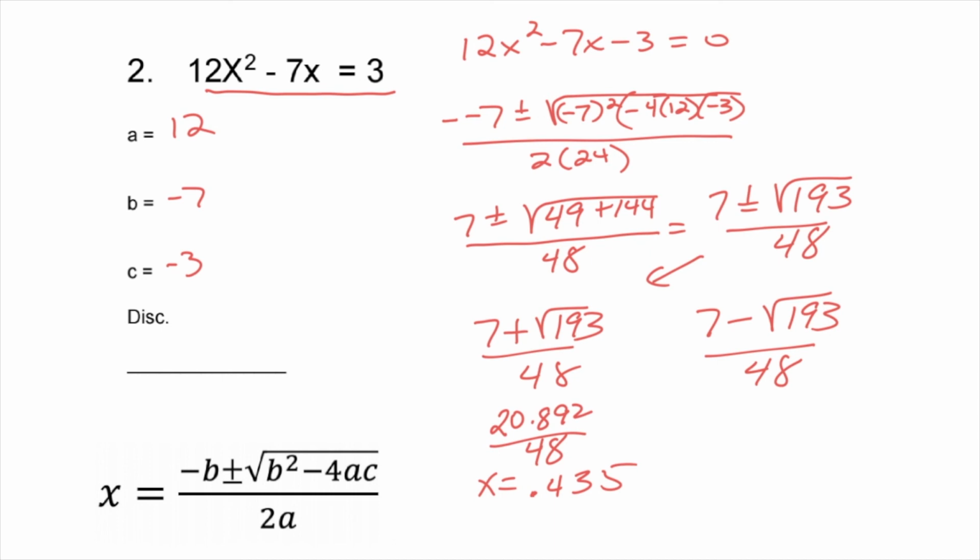Next, we'll go to the right side, and we'll do 7 minus the square root of 193, which will give us negative 6.892. We'll divide that by 48, and that will give us negative 0.1435, which we're going to round to negative 0.144. So you notice that if we tried to factor that, we probably wouldn't get anything because those aren't obvious answers there. But we can solve it by the calculator, by the formula, and get the exact answer. So that's what we're trying to do here.